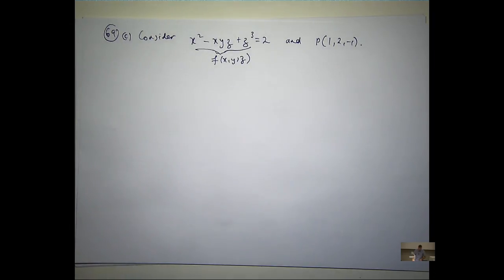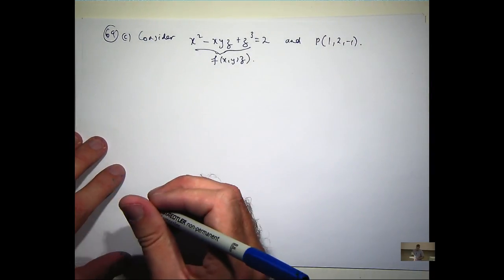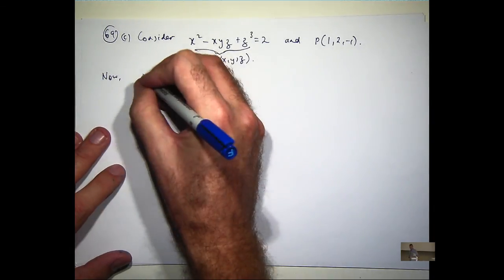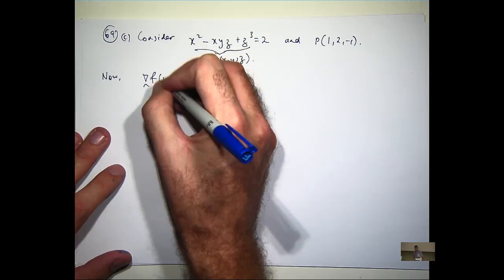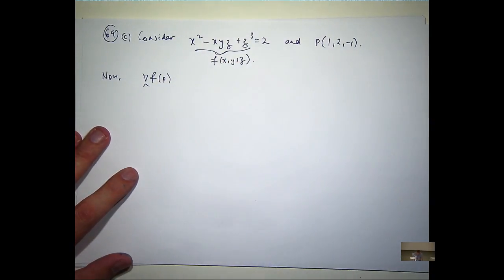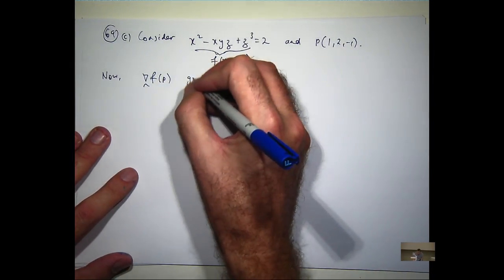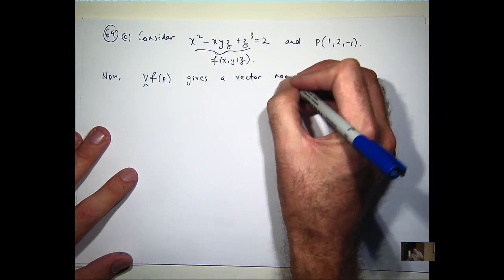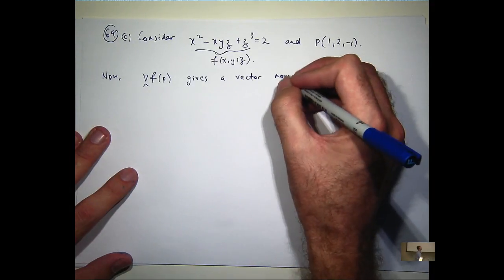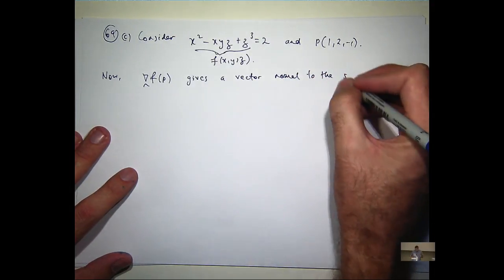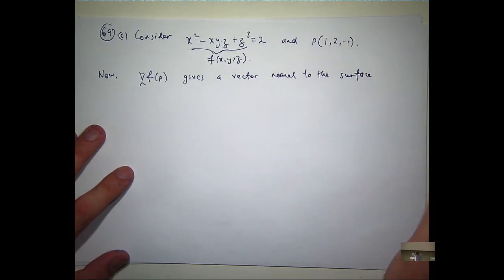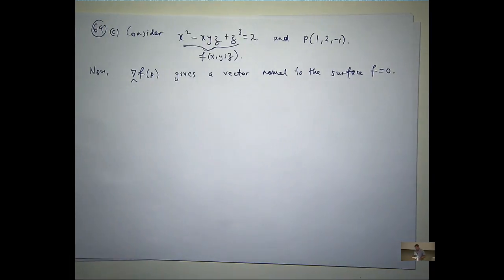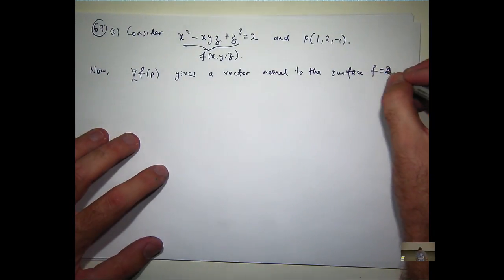So the important information here is that we recognise that grad f, evaluated at our point of interest, gives a vector normal to the surface f equals 0. Oh, sorry, f equals 2. Okay.